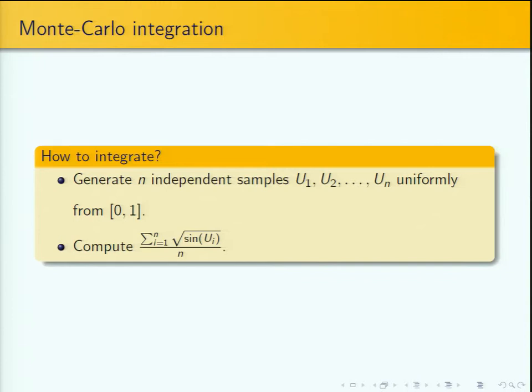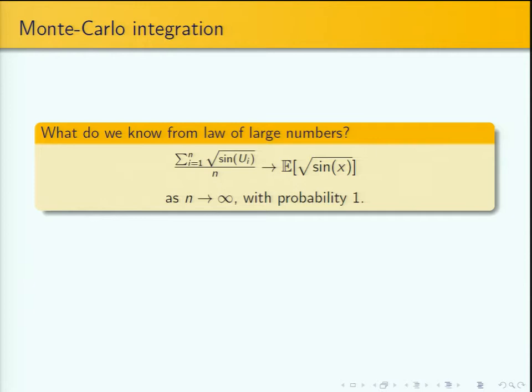Now I will compute root sin u1, root sin u2, root sin u3, and so on, for n numbers. Just take this average. Nothing more. Very, very simple. Everybody can do this, I think. You can do it with pen and pencil also, but we will use a computer. What do we know from the law of large numbers? Everybody gets this point. So it will converge to the expectation of root sin x. That is what we have seen, that general result I have told you, right?